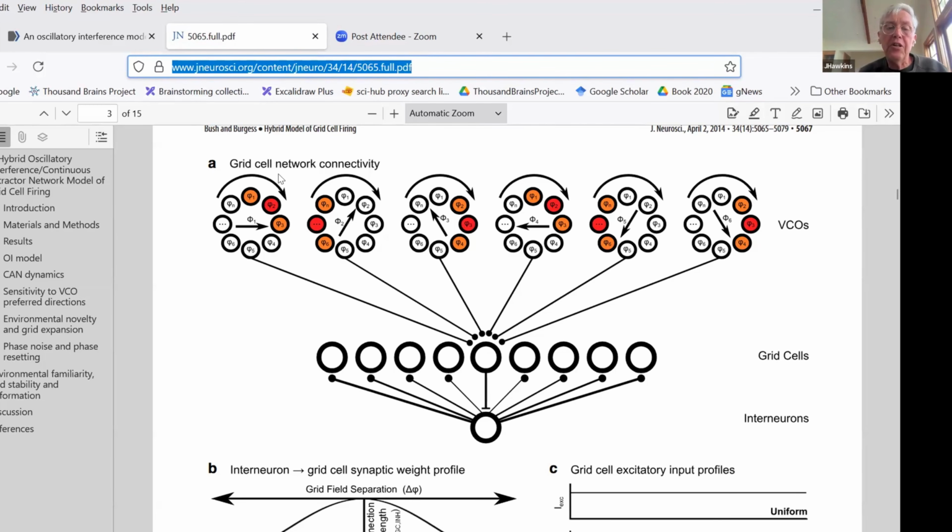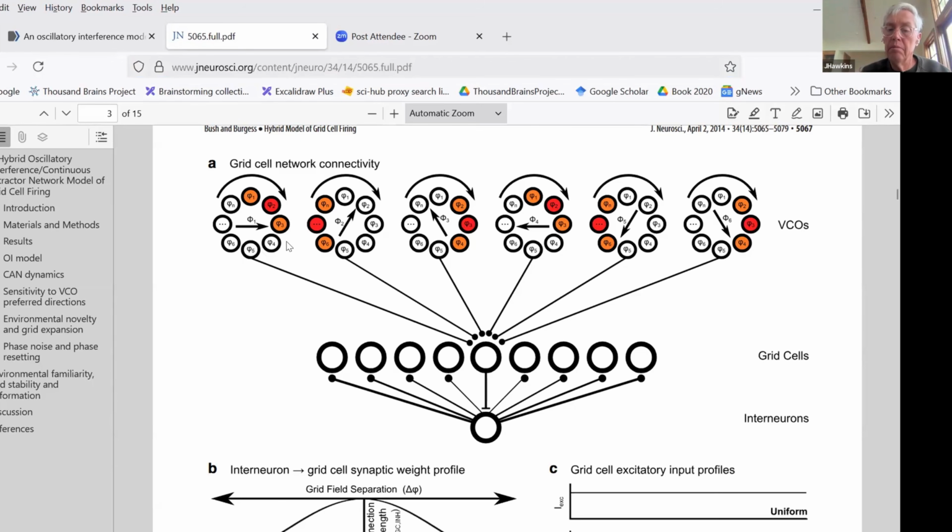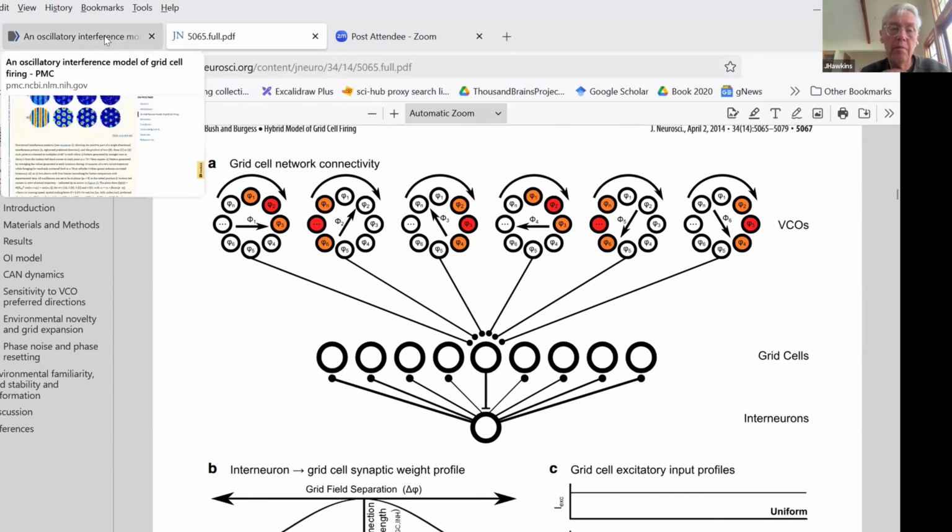And yet this is the oscillatory interference model, which explains how grid cells change where they fire, and why when I move, one cell fires, then the next cell fires, and the next cell fires. Again, this is a complex picture, but you can just think of these cells as a mini column. And that's all I'm going to show from this particular paper, unless there's a question about it.